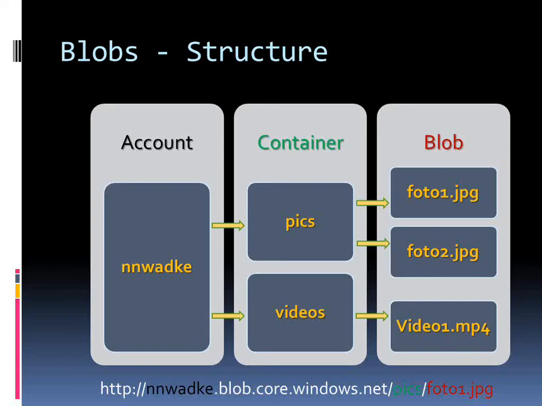So this is how it looks. The complete URL for this situation will be nnwordk.blob.core.windows.net/pix, where pix is the name of the container, followed by the name of the blob. This is how a blob will be accessible to applications, and how the blobs will be accessible to people through REST. I hope it is pretty much clear.